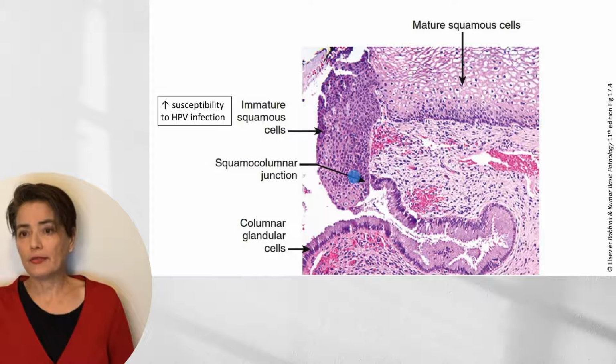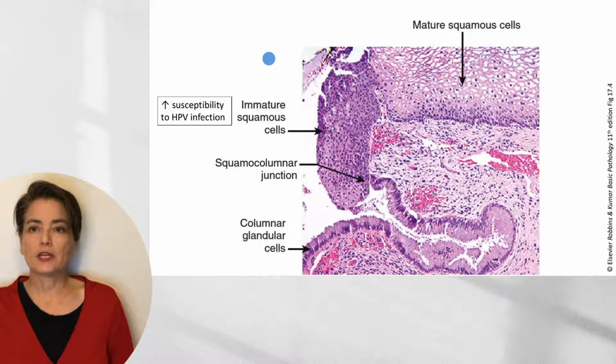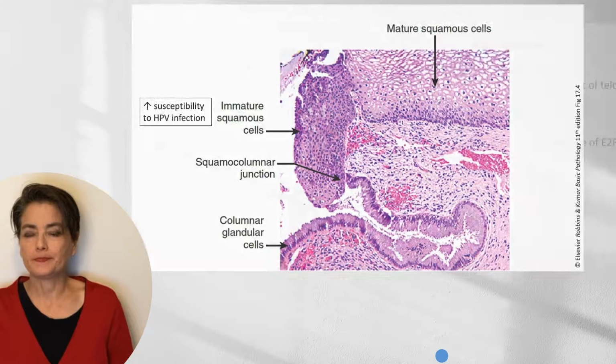So if you correlate this, this is occurring at puberty, and this is a sexually transmitted infection, so increased sexual activity occurs typically after puberty. So this is sort of setting this up for the infection by HPV.